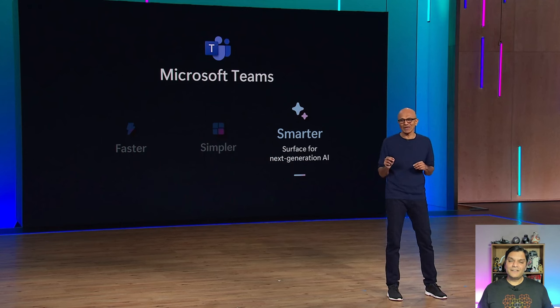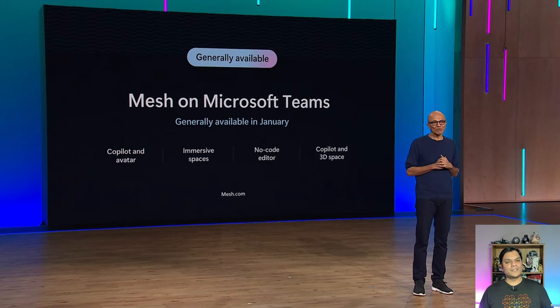aka.ms/fabric. And there's no way I cannot talk about Teams, because Teams is also everywhere. It was interesting that Satya Nadella actually had to talk about the surface of the next generation AI to make Teams a little smarter. He mentioned that directly inside the keynote. But what caught my attention was the general availability of Mesh in Microsoft Teams, which means now you really have the integration of Copilot with 3D space.